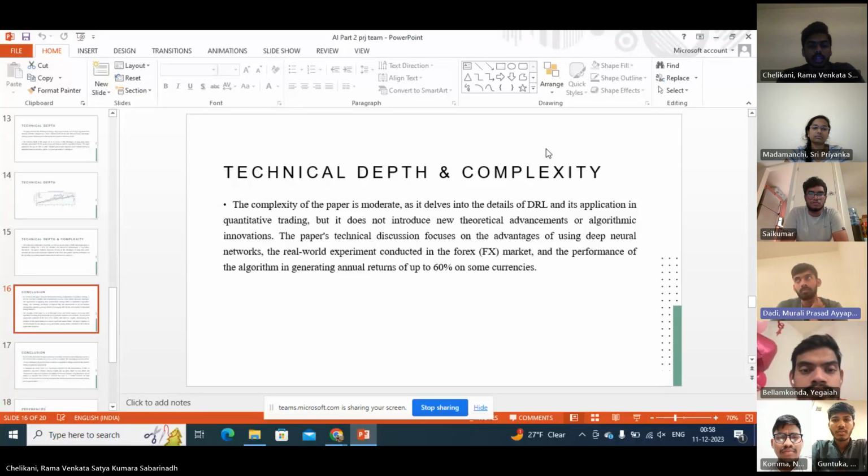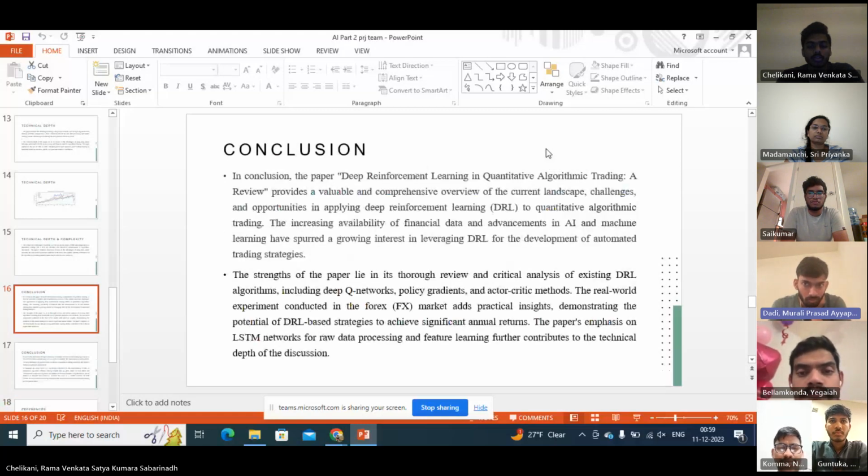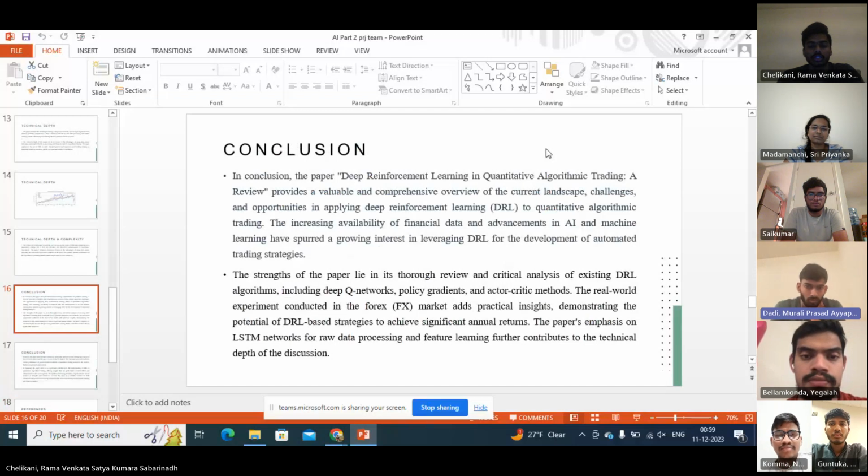In final, the paper on deep reinforcement learning in quantitative algorithmic trading provides a valuable and comprehensive overview of the current landscape, challenges, and opportunities in applying deep reinforcement learning to quantitative algorithmic trading. The strength of the paper lies in its thorough review and critical analysis of existing algorithms, including deep Q networks, policy gradients, and actor-critic methods. The real-world experiments conducted in the forex market add practical insights, demonstrating the potential of DRL-based strategies. The paper's emphasis on LSTM networks for raw data processing and feature learning further contributes to the technical depth of the discussion.